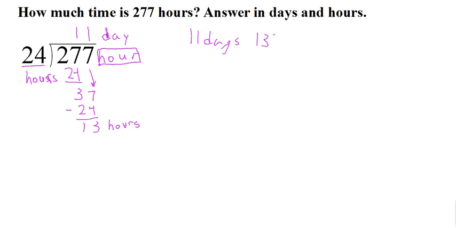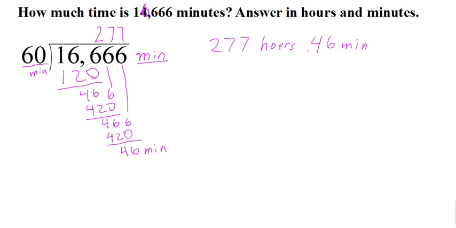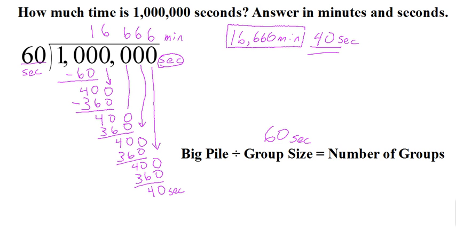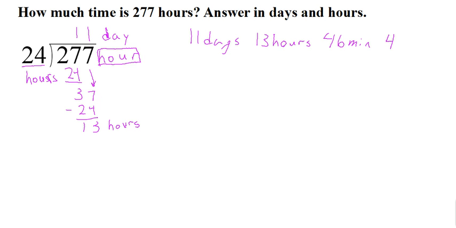11 days and 13 hours does not make a million seconds. 11 days and 13 hours makes 277 hours. And in order for me to account for the full million seconds, I need 46 more minutes, which was the number of minutes in addition to the 277 hours, to make 16,666 minutes. But that still wouldn't account for the million seconds. To account for the million seconds, I need also these 40 seconds. So the final answer, a million seconds, is 11 days, 13 hours, 46 minutes, and 40 seconds.